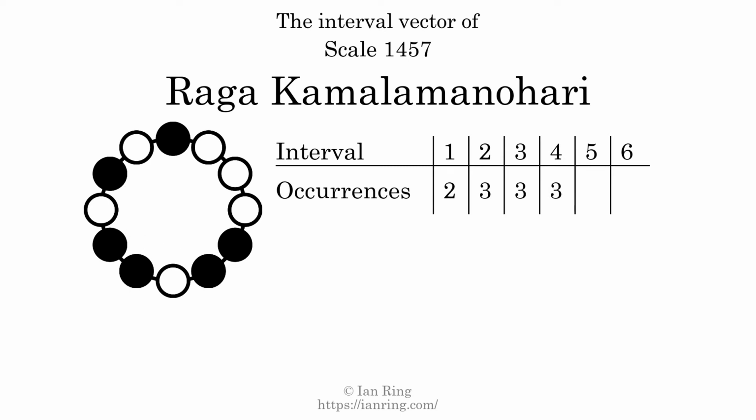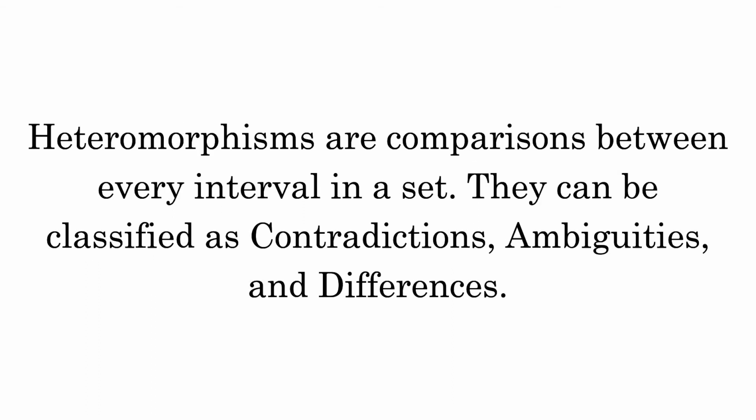There are 3 intervals with the size of 4 semitones. They are here, here, and here. There are 3 intervals with the size of 5 semitones. They are here, here, and here. There is 1 interval with a size of 6 semitones. It is here. Each interval does not appear in this scale a unique number of times, so this is not a deep scale. Heteromorphisms are comparisons between every interval in a set.